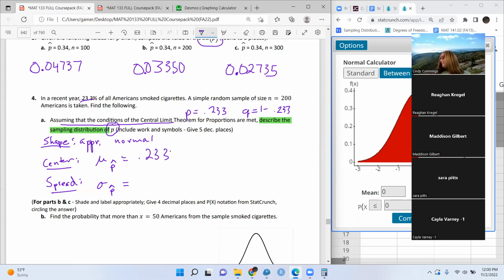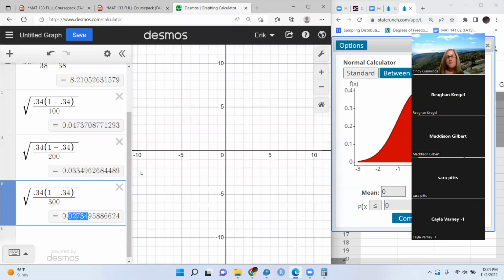Yes. Okay. Now notice this says include work in symbols. Now there's no work for shape and center. There's nothing to do. For spread, the work that would be nice to see is, what did you type in the calculator? So this times 1 minus that, or the Q, which Reagan, you told us that answer, but I don't remember it. And then the N, which was 200. And then what is this equal to? And it looks like so far we've consistently been using 5 decimal places for this.